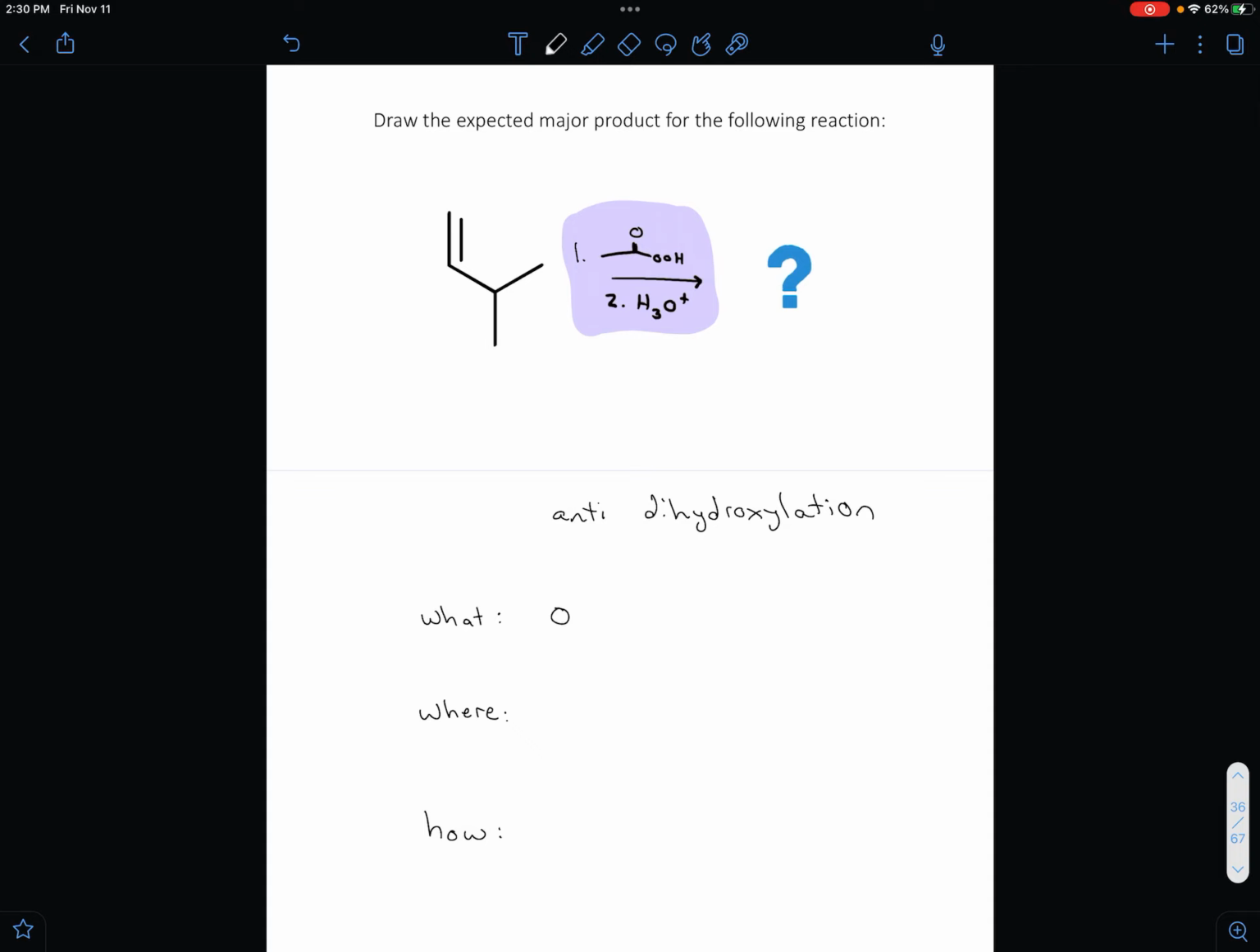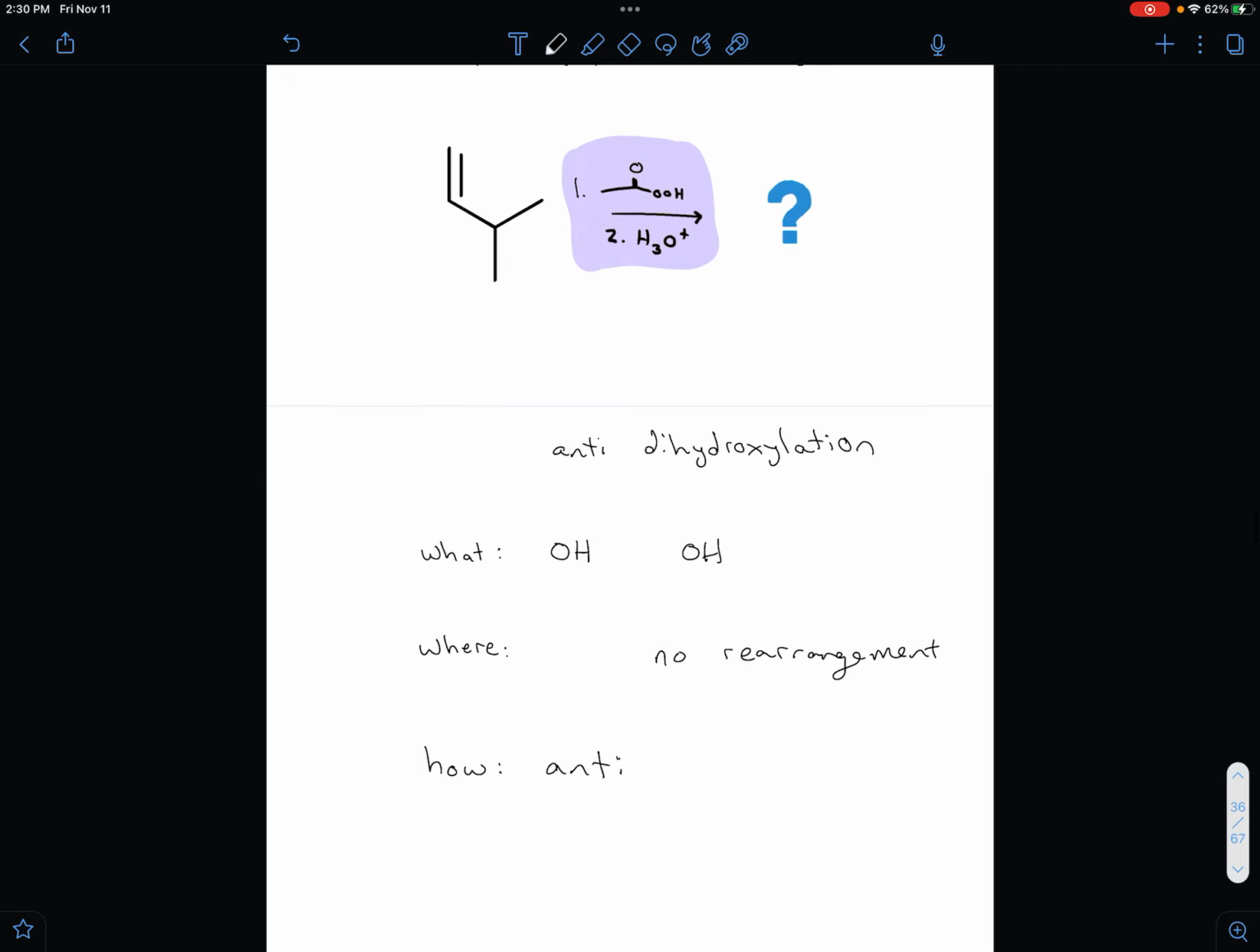Dihydroxylation. A hydroxyl group is an H and an O. Hydrogen, oxygen. So hydroxyl group. So we're going to be adding two of those, dihydroxylation. And we know they're going to be adding anti. They will be adding on the two carbons in the double bond. We don't have any rearrangement, so we don't have to worry about any of that. They're the same group, so it doesn't matter which group goes to which carbon, because they're the same. And just note that if you do have a chiral center, you'll form a racemic mixture.